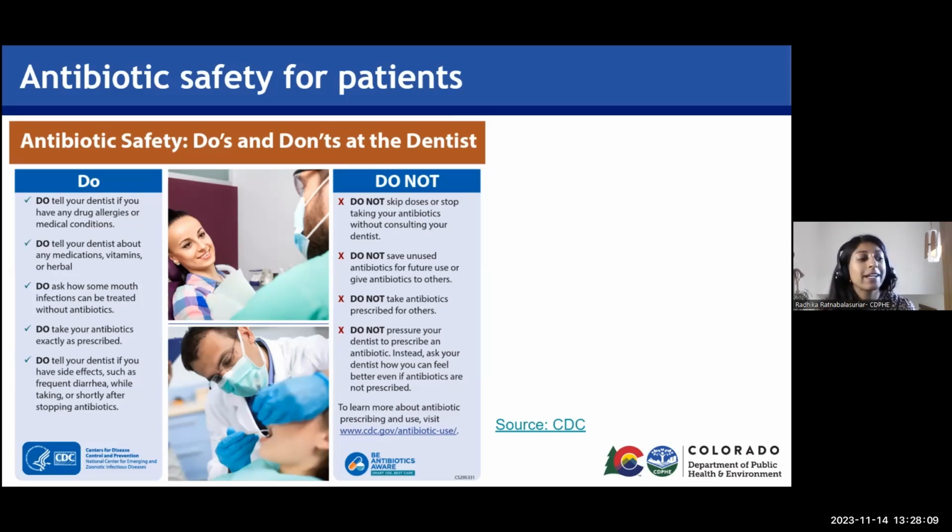It's not that we're trying to make it inconvenient for them. It's really that it's unsafe, and it can cause and add to the problem of antimicrobial resistance. But also we want to make sure that it's safe for another person to even take those antibiotics. They have a different medical history, may have different allergies, may have different medications that interact.